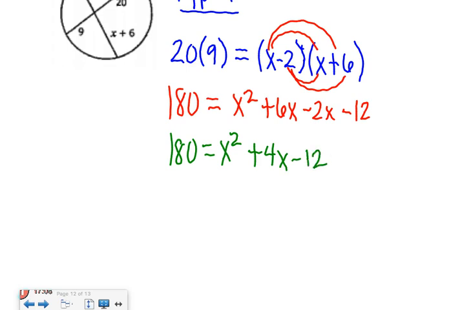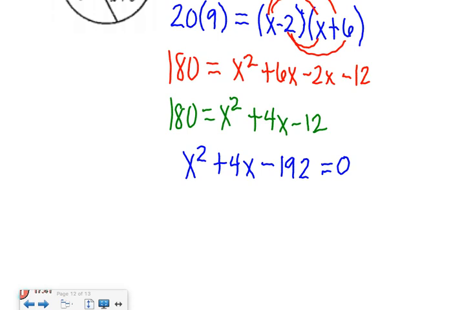So now in your brain, you should be thinking, oh, I have an x squared and an x. That means I have to factor. So what do we have to do next? Set it equal to 0. So bring over your 180. So I'm going to get what? 192. Oh, it's okay. It's Monday. You guys went the other way.